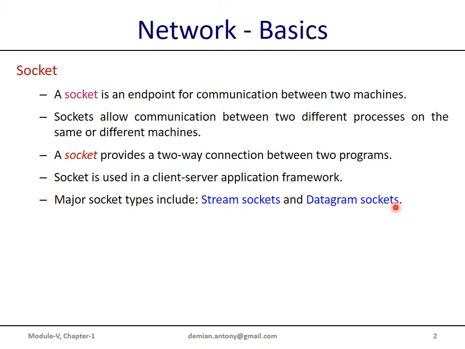What is this stream socket? Stream socket is a TCP socket which ensures the reliability of communication. And the second one is a datagram socket, which is a UDP socket, an unreliable socket connection that does not guarantee the reliability of communication between the two processes or a client and the server.